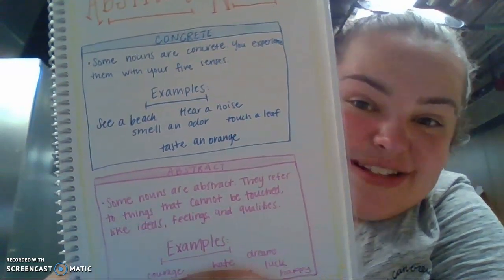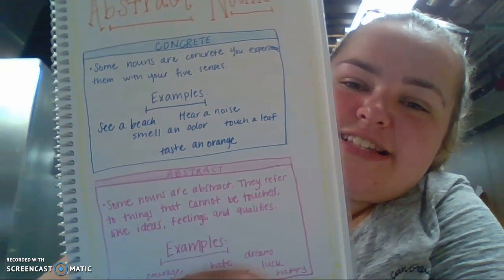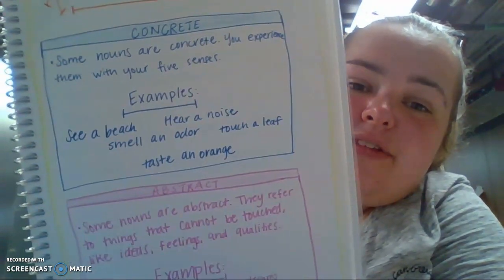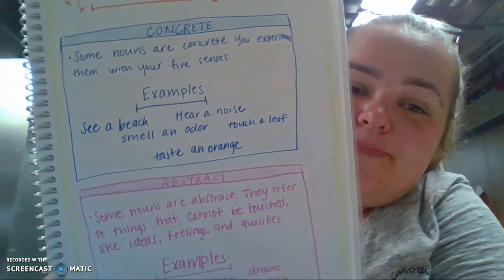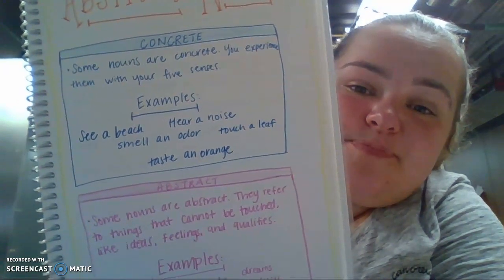Smelling an odor, if something doesn't smell very good, that would be a concrete noun because I can use my nose to smell it. Touching a leaf, right? A leaf would be a concrete noun because I can touch it. Tasting an orange is a concrete noun because I can taste it.